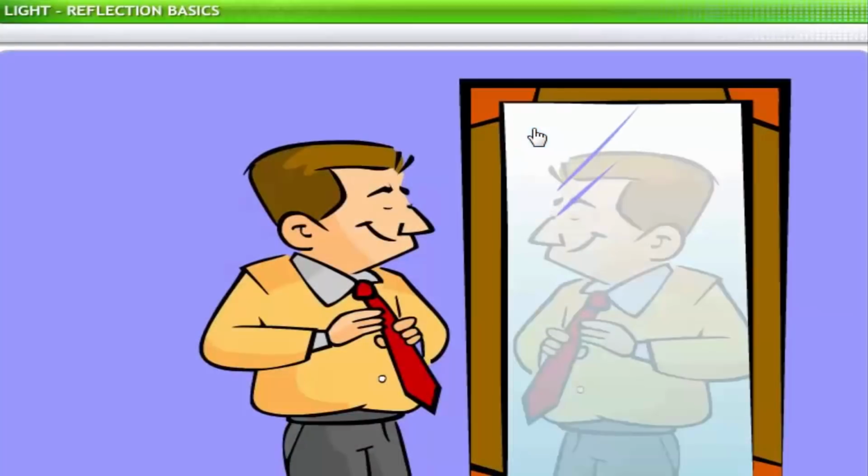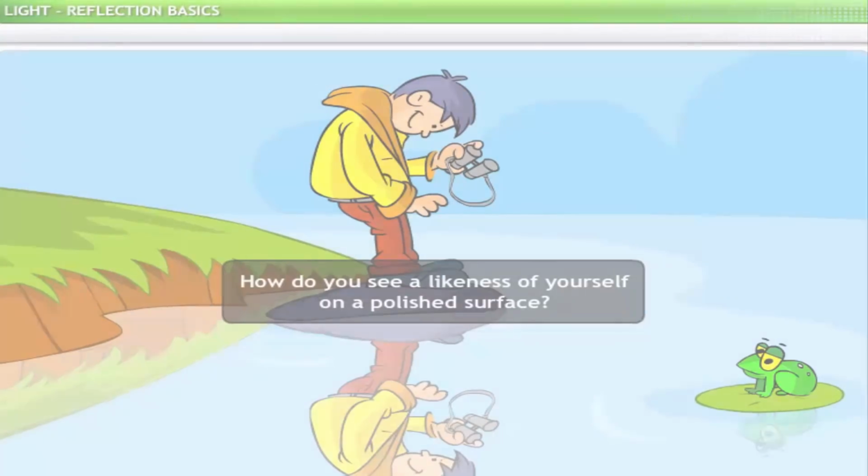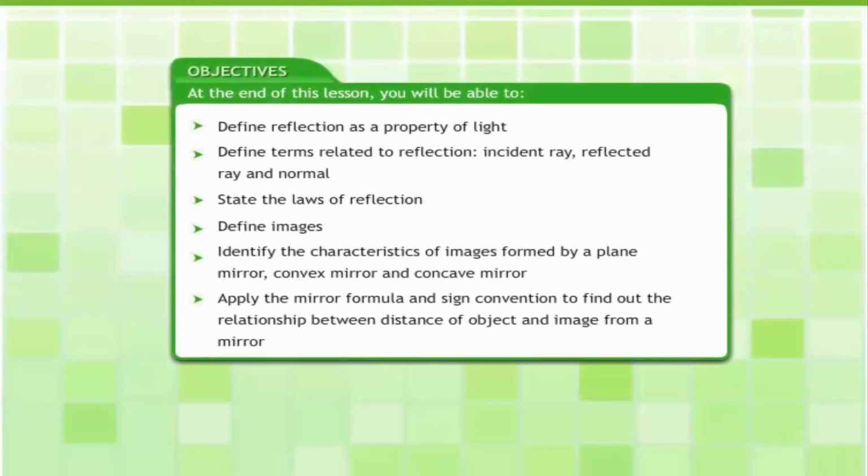Most of us, though, use mirrors for personal grooming every day. However, not many of us know how we are able to see a likeness of ourselves in mirrors. The images that you see on a polished surface can be explained with the phenomenon of the reflection of light. Light from your body and other objects reflects from shiny surfaces, like mirrors, to form an image of those objects on your eye lens.